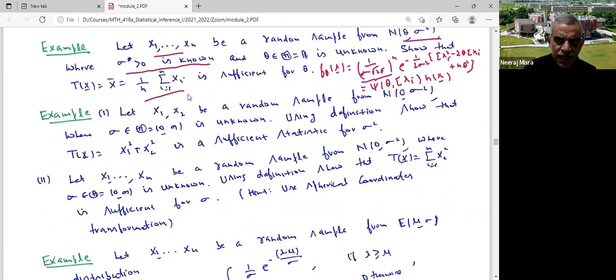Now let's look at x1, x2, ..., xn, a random sample from normal 0, sigma square. Using the definition, show that T(x) is sufficient for sigma square. So using the definition, that means you have to show that the distribution of x1, x2 given T equal to t, that means x1 square plus x2 square is equal to t, does not depend on sigma square.